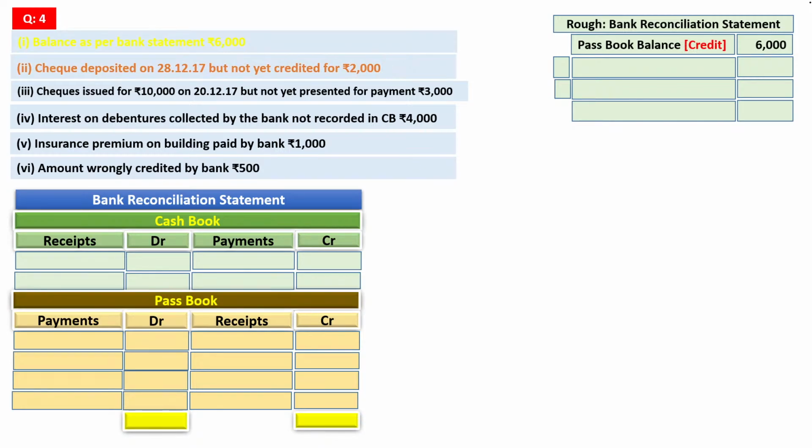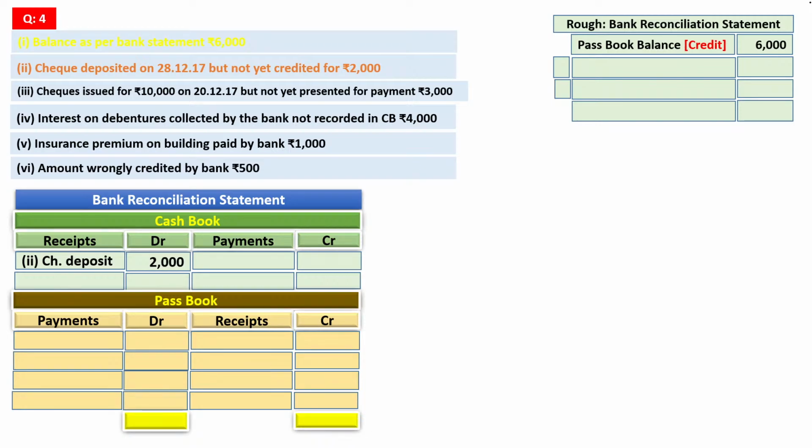Then the first transaction being check deposited on 28th December 2017, but not yet credited, for rupees 2,000. We have deposited, okay, but not yet recorded by the banker. So in our debit side it may be posted, check deposited. So in our receipt side we have posted, but there is no corresponding record in the passbook.